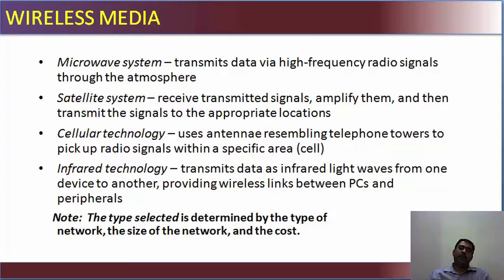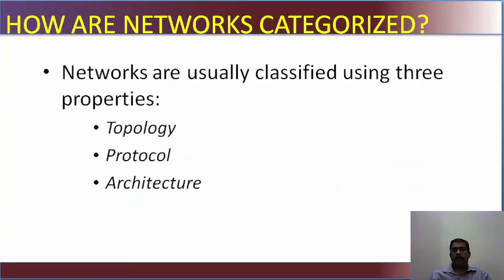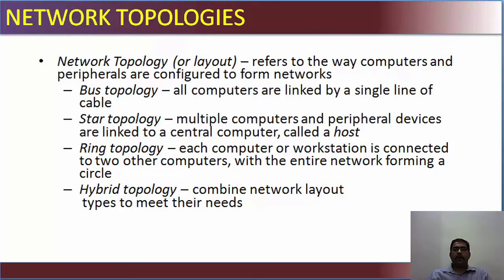Again, a point to note here is the type selected is determined by the type of the network, size of the network, and the cost that the company is ready to put in. How are the networks categorized? They are classified using three properties: based on the topology, based on protocols used, and based on the architecture. We look at all of this.